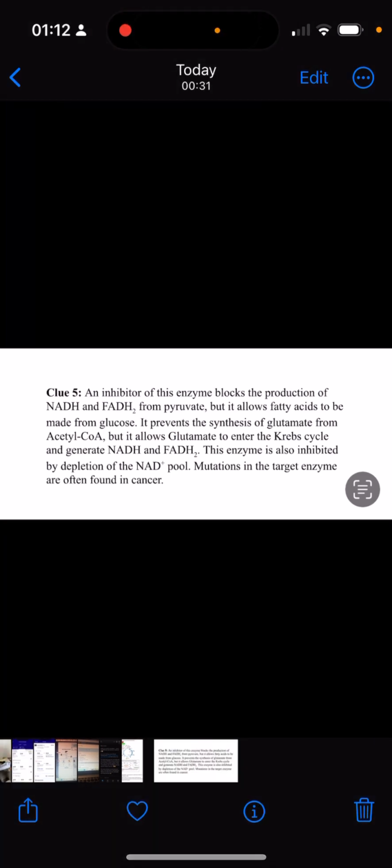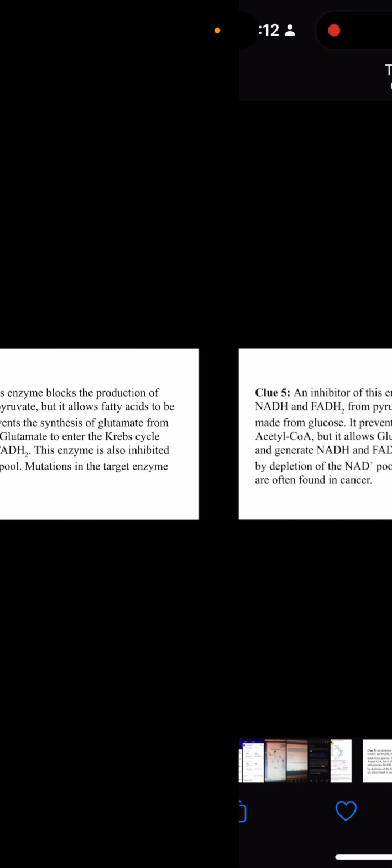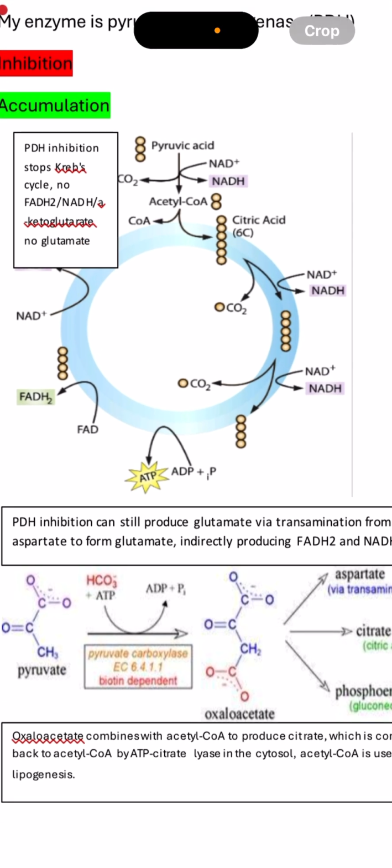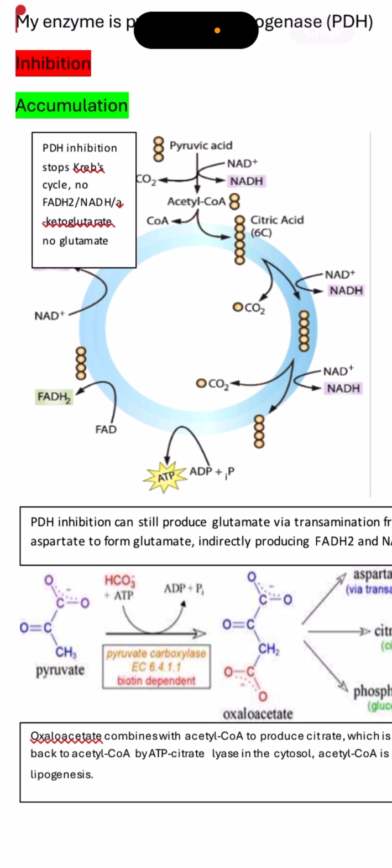I am going to prove to you why pyruvate dehydrogenase is the answer to clue 5 by going through the clues one by one. So, pyruvate dehydrogenase inhibition means that there's no conversion of pyruvate into acetyl-CoA, which means that the Krebs cycle is essentially inhibited. No citric acid produced, no alpha-ketoglutarate produced, means no FADH2 and no NADH produced at the end. But it allows fatty acids to be made from glucose.